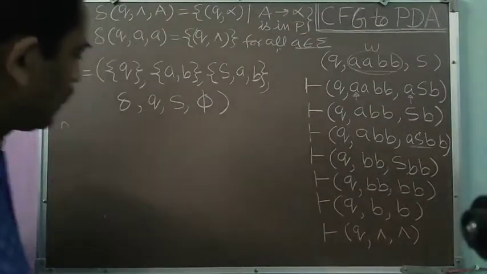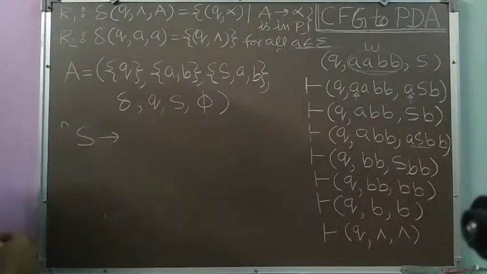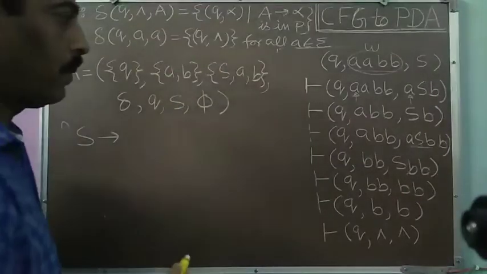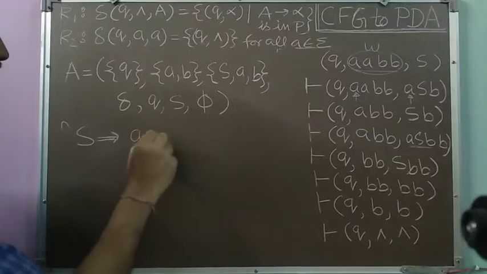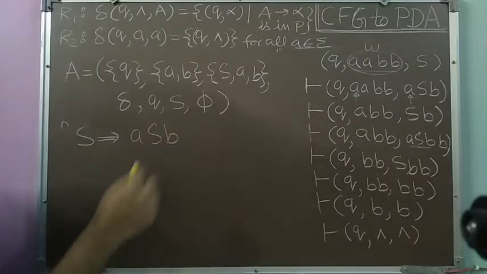Suppose we start with the start symbol S, and then what will we do? We apply some of the applicable productions. So from S I will move to ASB, and then again what will I do?